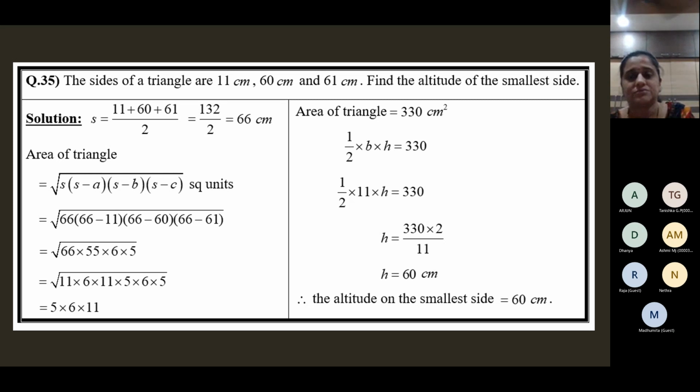Now, supposing the question is, children, find the smallest altitude of the triangle, what will you do? Find the smallest altitude of the triangle. Okay, keep working and think as to how to answer this question. Please work this one.